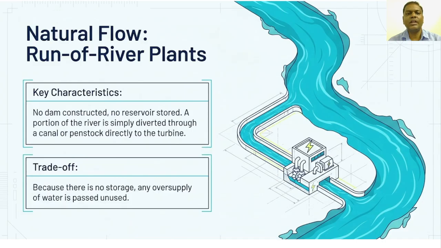Next one is natural flow, that is the run-of-river plant. In the run-of-river plant, no dam is constructed and no reservoir is stored. A portion of the river is simply diverted through a canal or penstock directly to the turbine. The alternator is connected to the turbine, and the electricity is produced by the run-of-river power plant.